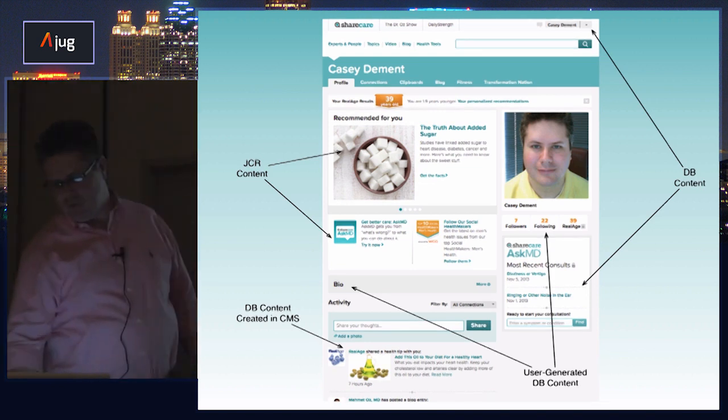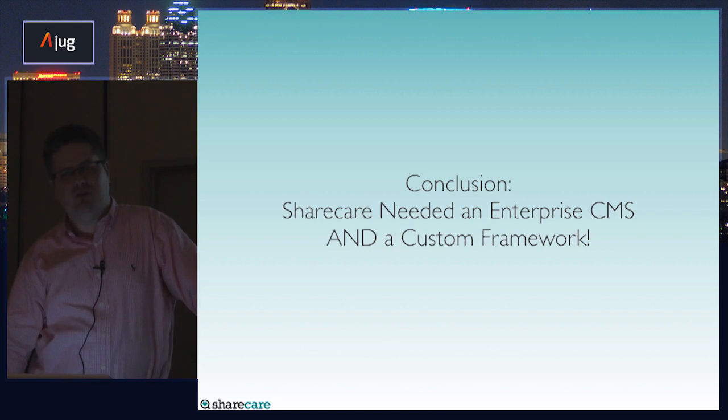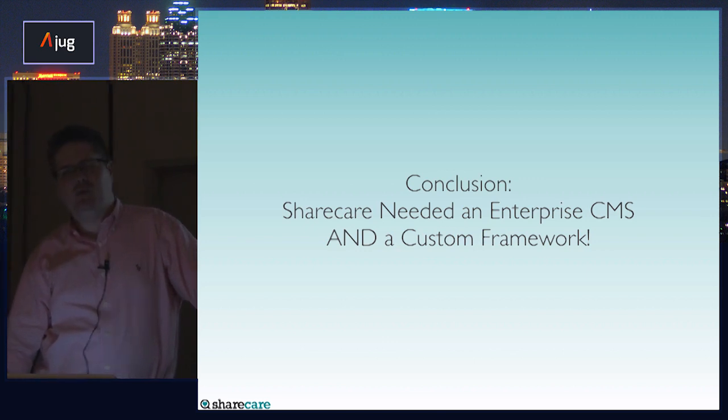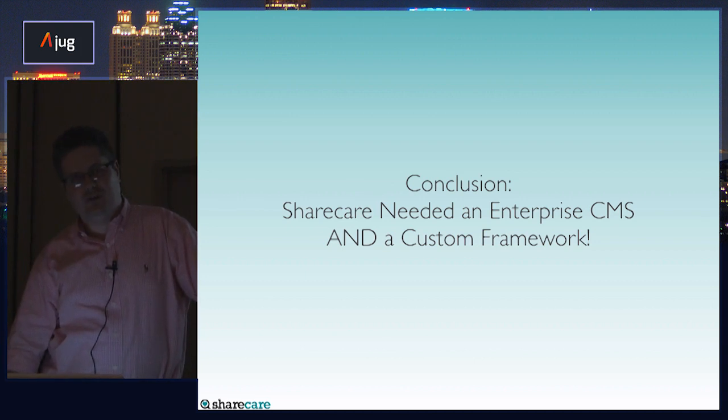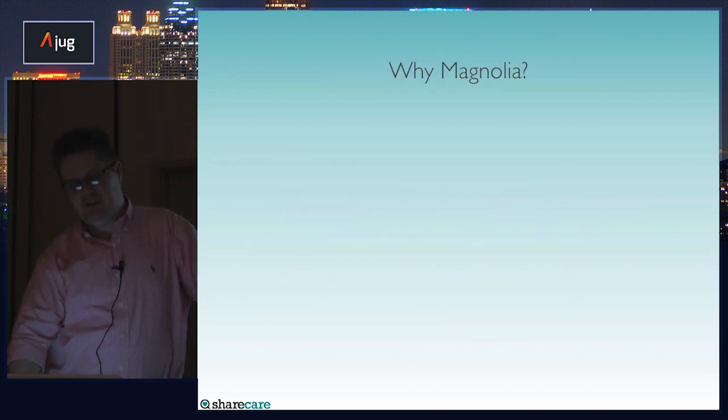So where we basically came to was we needed to put the two things together. We needed to have a full enterprise CMS that gave us that kind of control over our data, and we needed to have a full custom framework where we could implement whatever we wanted with whatever degree of flexibility we needed. And that was kind of a challenge. So we mulled and we looked and we experimented, and we finally landed on this little thing called Magnolia.